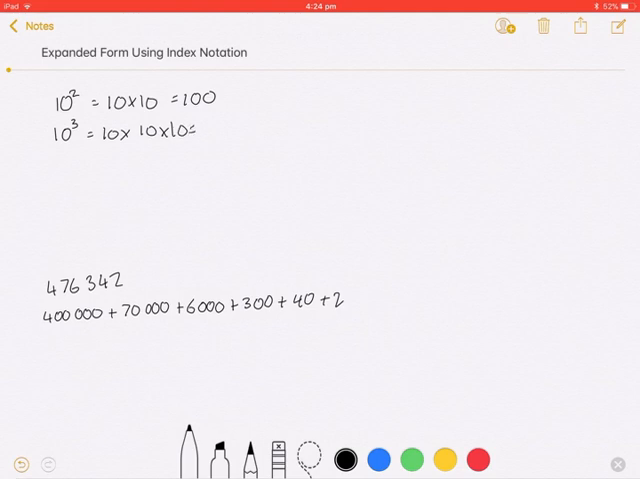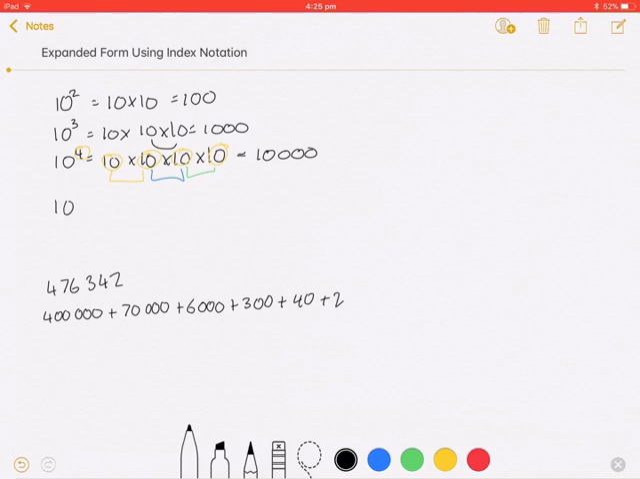10 times 10 is 100, and 100 times 10 is 1,000. If I had 10 to the power of 4, that is 10 times 10 times 10 times 10. How many lots of 10 do I have? 1, 2, 3, 4, because the index notation is 4. Okay, I know that 10 times 10 is 100. I know that 100 times 10 is 1,000. I know that 1,000 times 10 is, okay, 10,000. Well done.